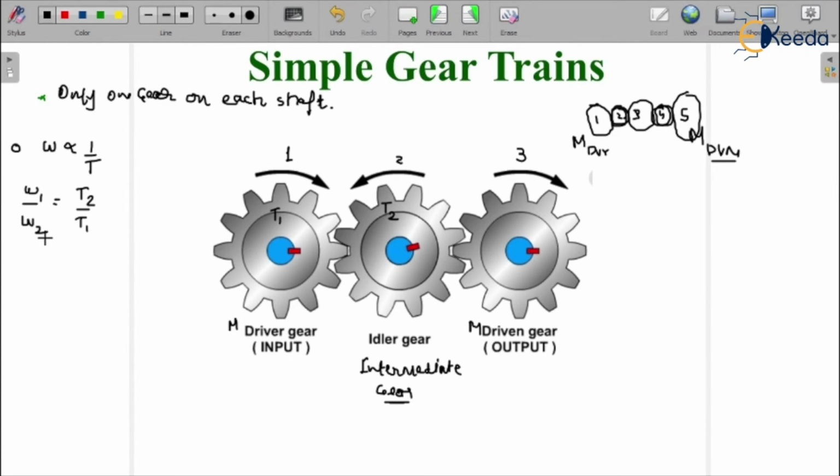And if you want to know the velocity ratio between gear 2 and gear 3, it would be like this: omega 2 upon omega 3, and that would be T3 upon T2. Are you getting my point?